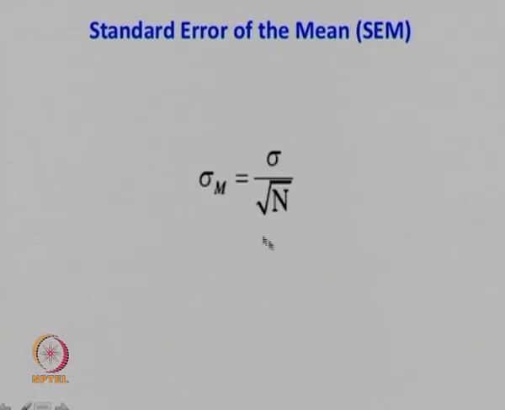So, this clearly tells you that when n increases, sigma m will decrease. If n is 4, for example, sigma m will be sigma by 2, half of sigma. If n is 100, then sigma m will be sigma by 10. So your standard error bar will decrease, but again this is a measure that tells you how confident you are of calculating the mean, okay.